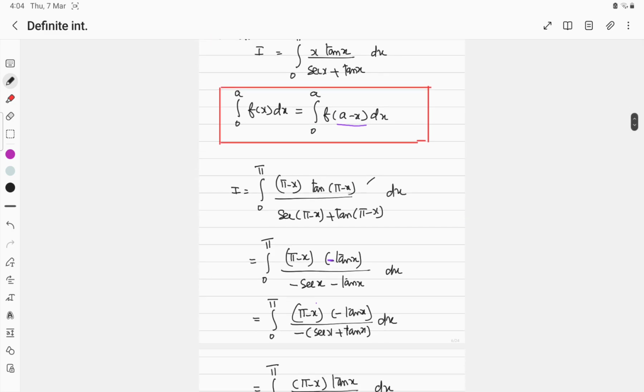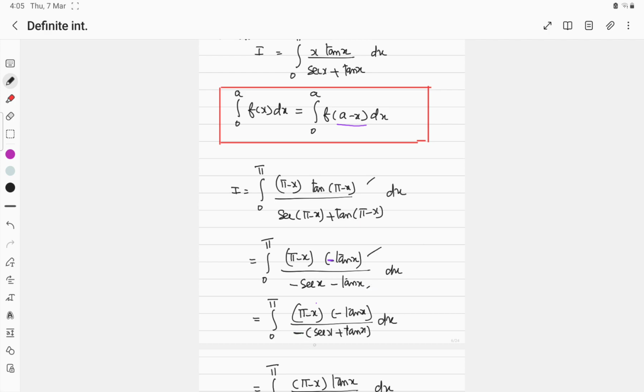Tan(pi minus x): tan(180 minus theta) has no change in the function, but the sign depends on the quadrant. Pi minus x is in the second quadrant, where tan is negative. Secant is also negative in the second quadrant. Therefore, integral 0 to pi of x times minus tan x over minus secant x minus tan x.